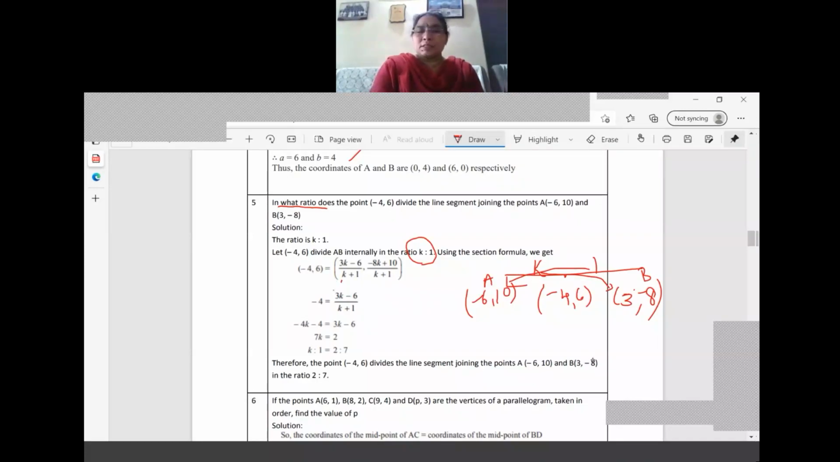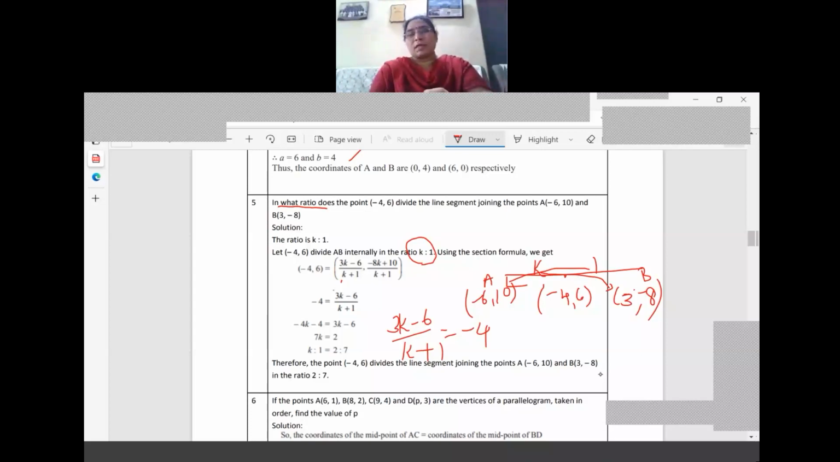But 3k minus 6 by k plus 1, if you are taking, it is only the x value that can be equated to minus 4, right? Similarly, we can equate minus 8k plus 10 by k plus 1 equal to 6 also. Any one of them you can equate and solve for k, because we have taken the ratio k by 1 only. So we are getting k as 2 by 7 only. K equal to 2 by 7. Therefore, the ratio is 2 is to 7 only. Got?